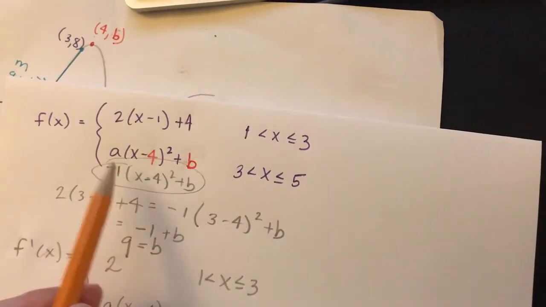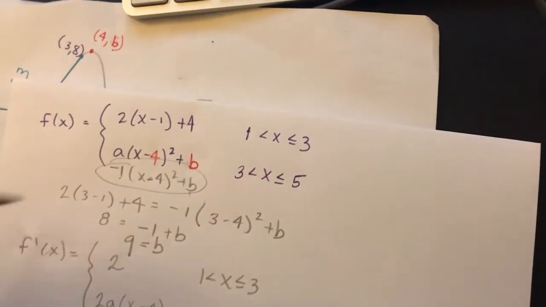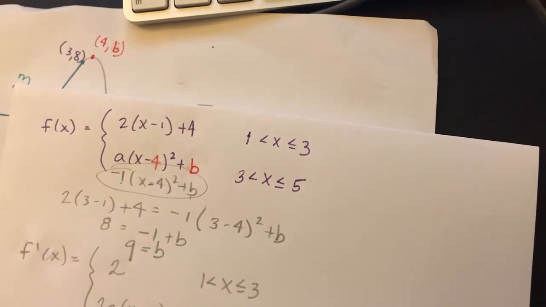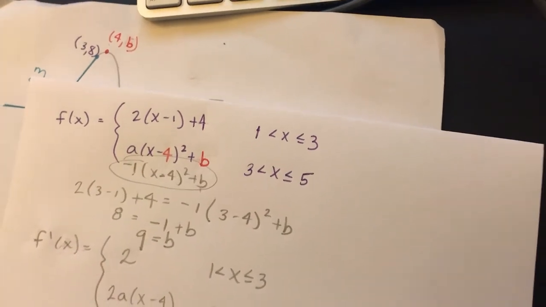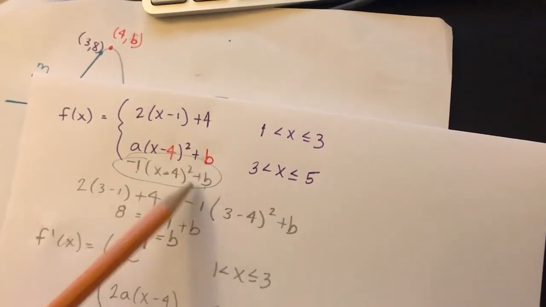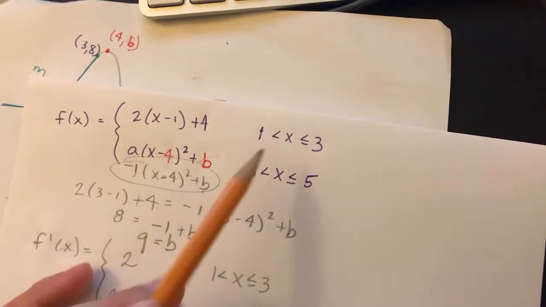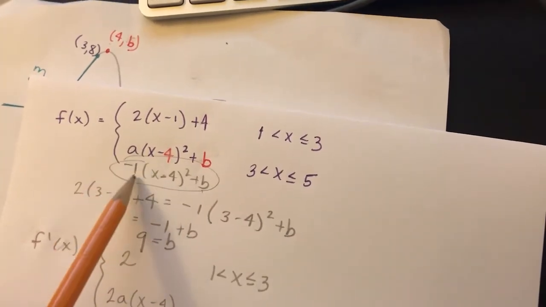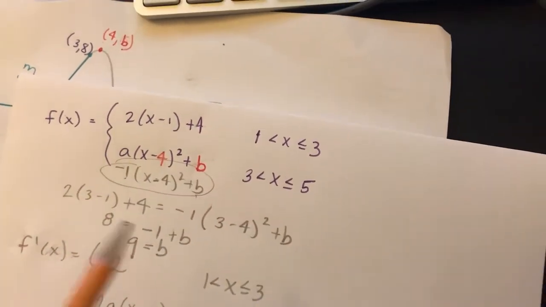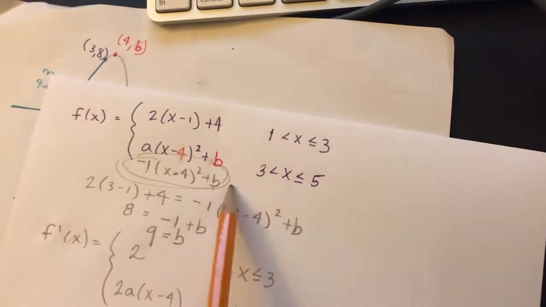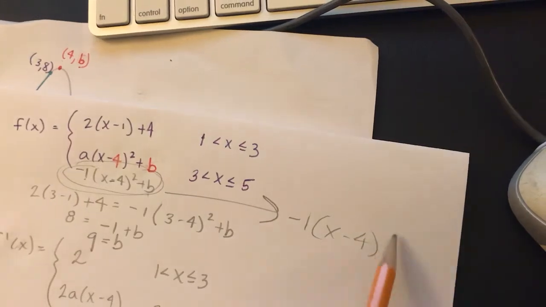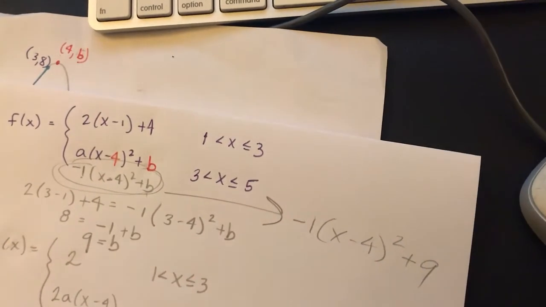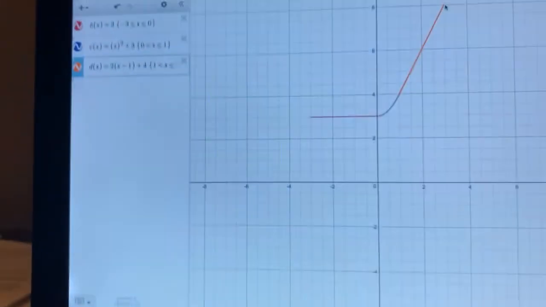In order to figure out my a value and my b value, I had to go through these steps of finding the derivative in order to first force it to be differentiable. From there, we can go back and find my b value or my k value, my vertical shift, by forcing it to be continuous after I know the a value that makes it differentiable. So let's enter this as our quadratic equation. It's going to be negative 1 times x minus 4 squared plus 9. So let's enter that into Desmos and see what we get.